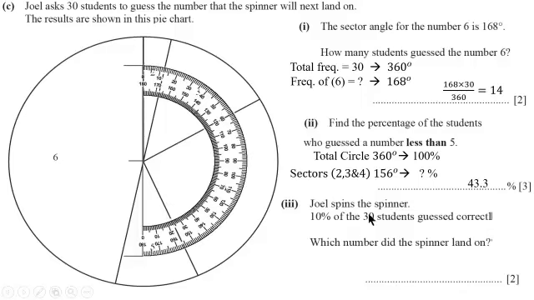Finally, Joule spins the spinner. 10% of the 30 students guessed correctly. Which number did the spinner land on? It's the inverse operation. In the previous item, we had the angle and wanted its percentage. Now we have the percentage and we want to get the angle to know the sector which is represented by it. So the percentage is 10. What about the angle now? The angle is just 10% of 360, which is 36 degrees. The sector which is represented by 36 degrees is the sector of 5.